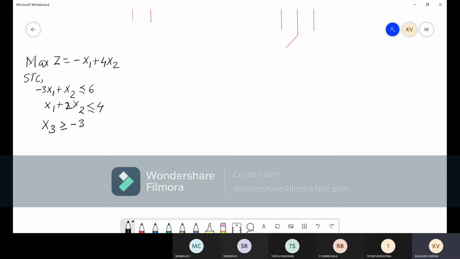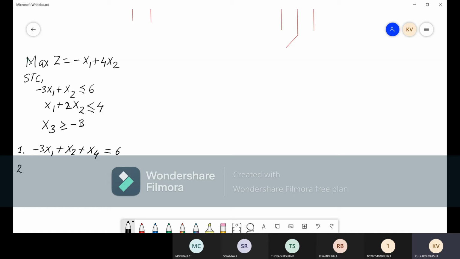You can see that there are three decision variables, x1, x2 and x3, right? But in the first two constraints there is no x3, and in the last constraint there is no x1 and x2. But the decision variables are three. So as per this, our first constraint will be minus 3x1 plus x2 plus x4, the slack variable we are adding, is equal to 6, right? As it is less than symbol, we'll add the slack variable.